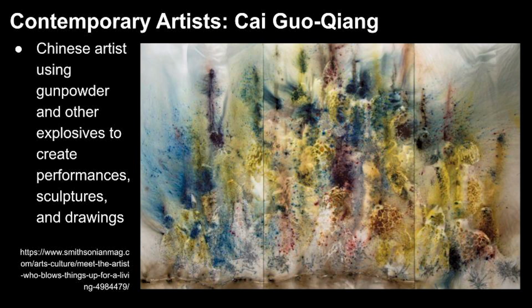Next, we have Gao Chiang, and this is a Chinese artist who uses gunpowder and other explosives to create performances, sculptures, and drawings. So if you ever want to see something quite amazing, you can look him up on YouTube. He literally will paint and draw with gunpowder on a very, very large canvas, and then light it on fire and it explodes, and all of the marks from the explosion are what's left behind to create the artwork.